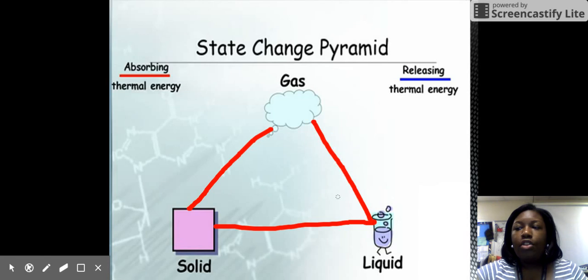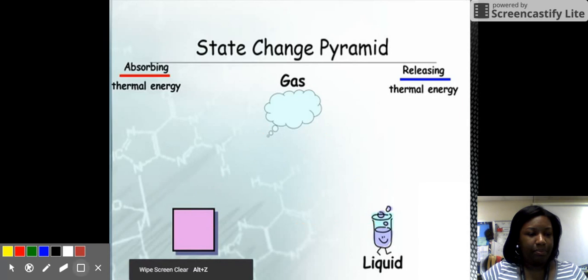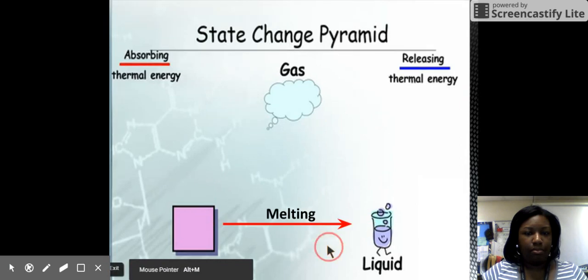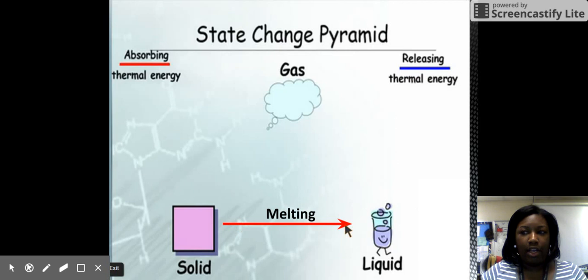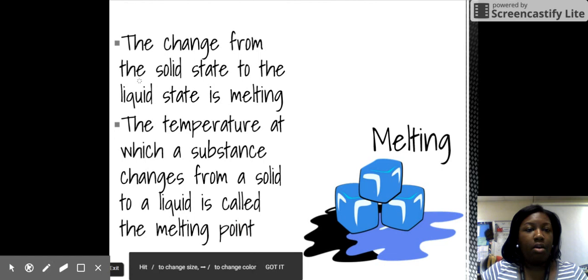The other thing is to pay attention when we're in a different color line, whether or not there's energy being released or absorbed, or there's no energy at all. If we move from a solid to a liquid, it's called melting. It is called melting right here. Melting is a change from the solid state to the liquid state.